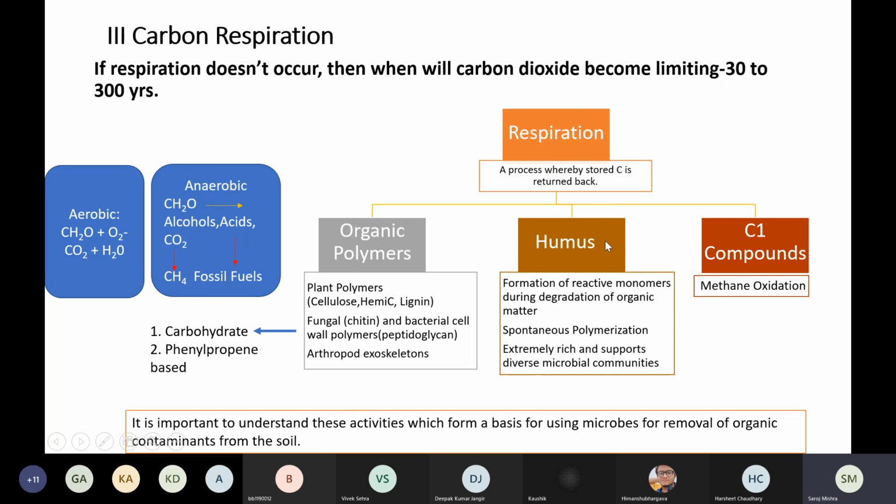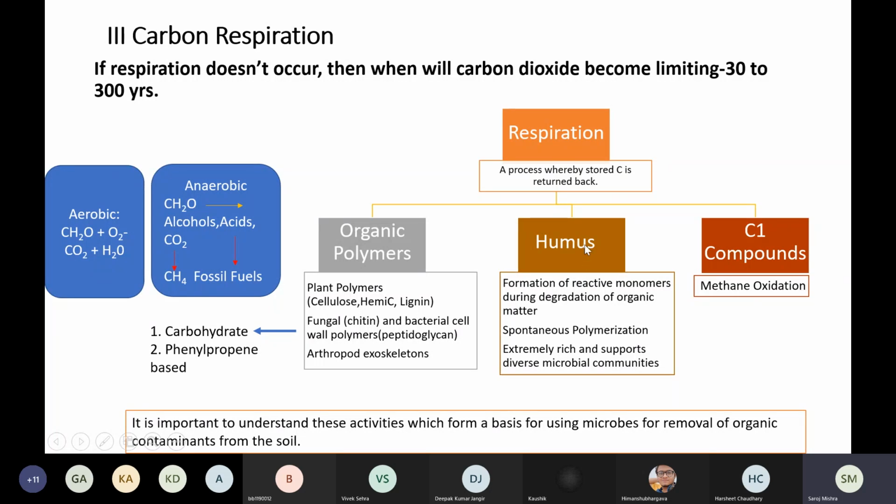Then there is humus also, which is an organic polymer, and through respiration, again, the carbon which is trapped in the humus needs to be returned. Humus consists of reactive monomers which result from the breakdown of lignin during degradation of organic matter. These reactive monomers can spontaneously polymerize. They are very rich and support a diverse microbial community. And humus is an integral part of the soil. It's a polymer which is present in the soil.